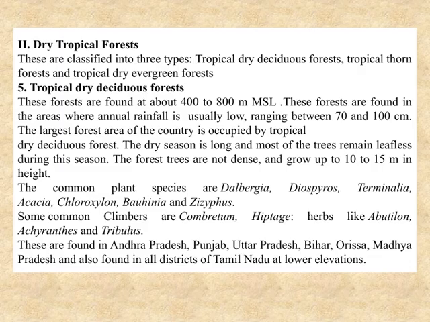These forests are spread across several states including Andhra Pradesh, Punjab, Uttar Pradesh, Bihar, Orissa, Madhya Pradesh, and they are also found throughout all districts of Tamil Nadu, especially at lower elevations. So, in essence, tropical dry deciduous forests are quite vital. They support a unique set of plant life adapted to dry conditions and cover a significant part of our country's landscape.